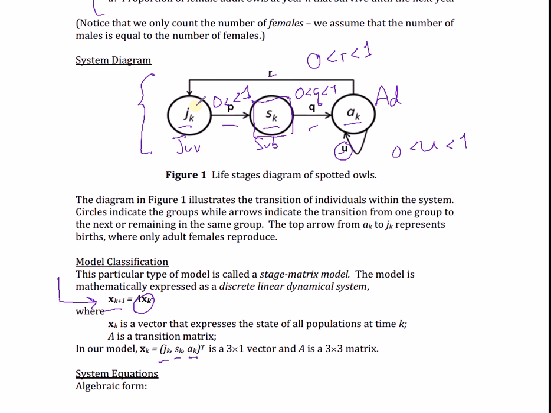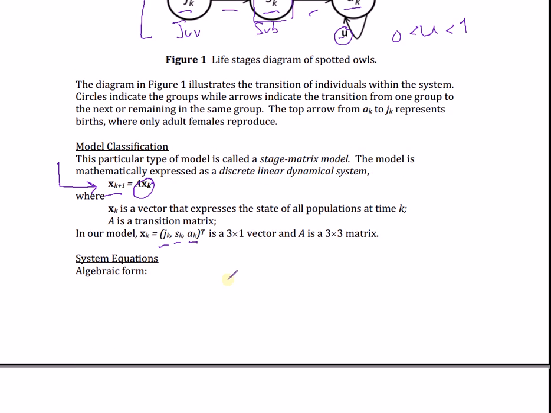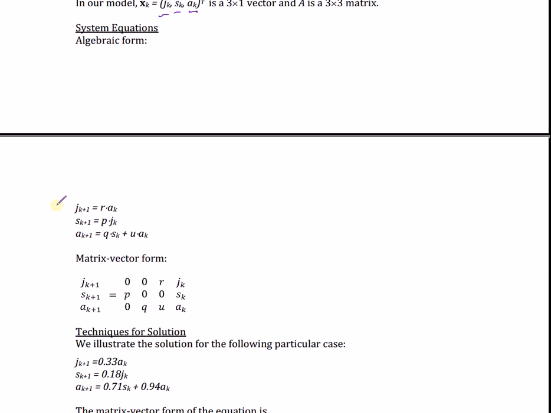Finally, we have this arrow into JK. That means that the juveniles at time K plus 1 are all due to adults at the previous time. So juveniles at time K plus 1 should be equal to R times adults at time K. Now I said that in words. Here's the same thing in writing.